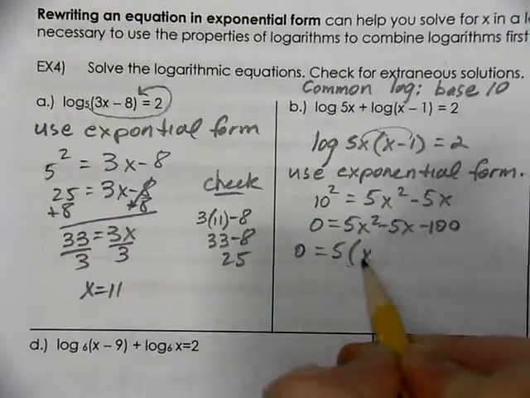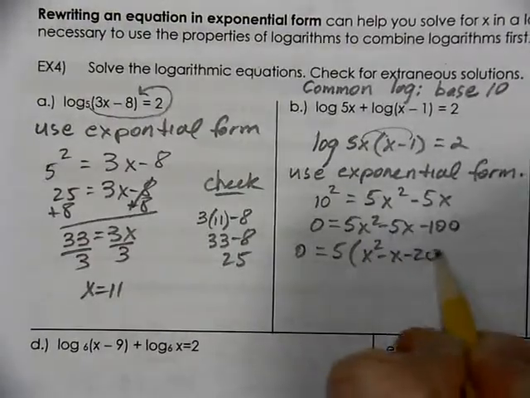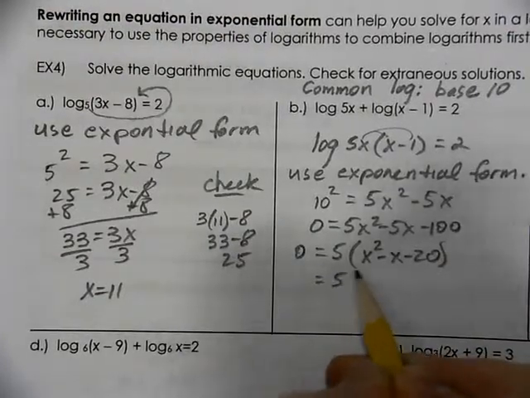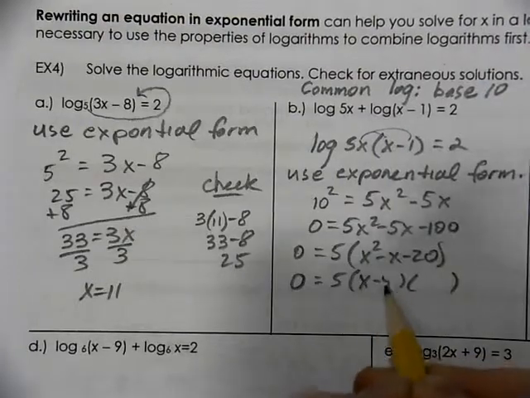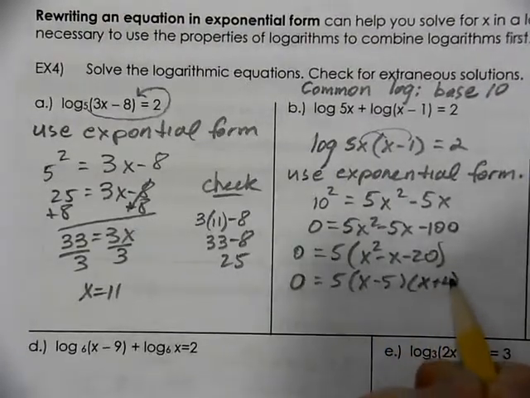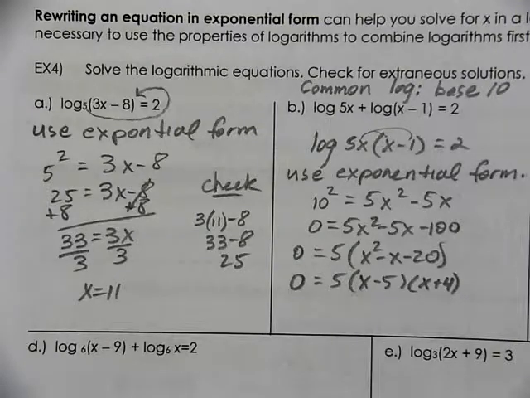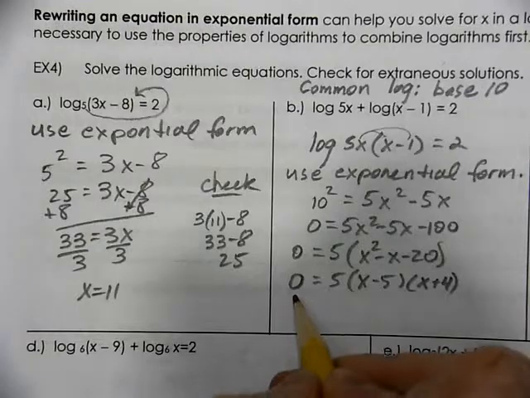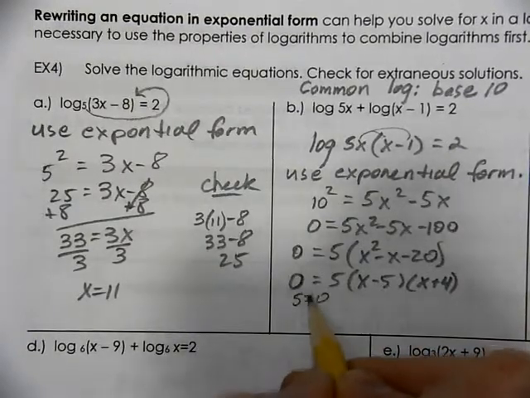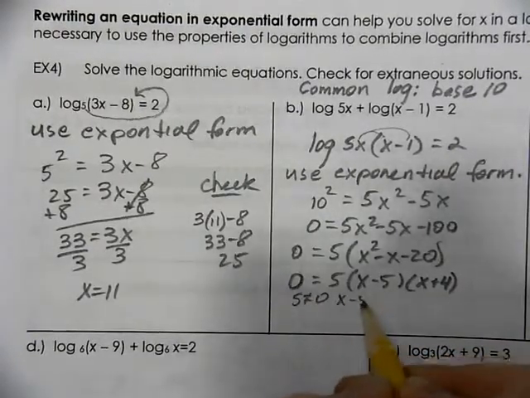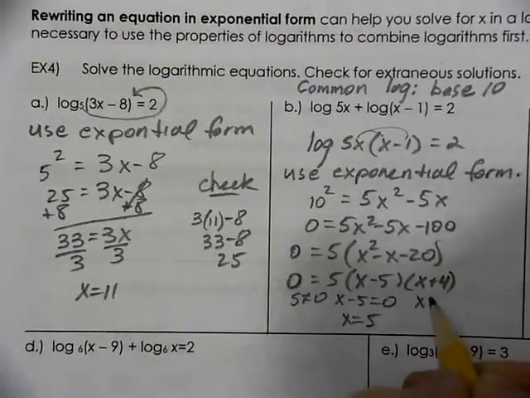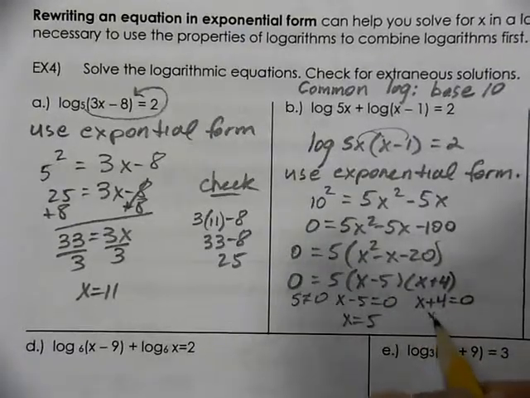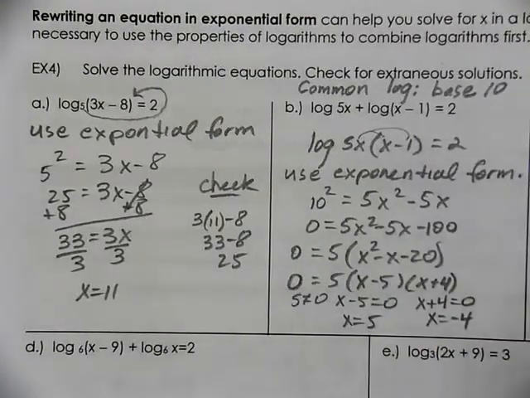So we'll factor out the 5. And then we can factor apart x minus 5, x positive 4. That multiplies to be negative 20 and adds to be negative 1. So now, does 5 equal 0? No. Does x minus 5 equal 0? When x is 5 it does. And does x plus 4 equal 0? Only when x is negative 4.